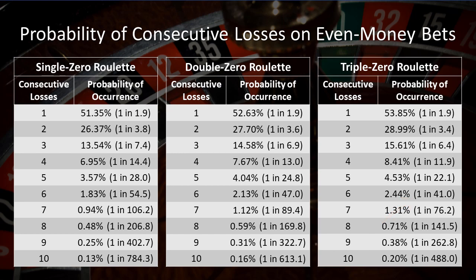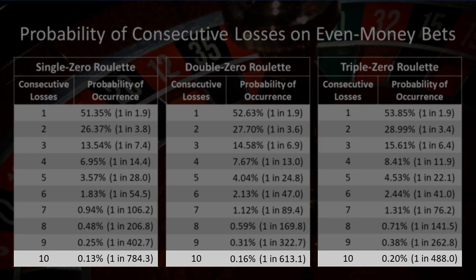This may not seem like much, but in reality, it means that suffering 6 consecutive losses happens about 25% more often on a triple zero roulette wheel than it does on a single zero wheel. This relative difference continues to grow as the number of consecutive losses increases. Suffering 10 consecutive losses, for example, is 38% more likely on a triple zero roulette wheel than it is on a single zero wheel.